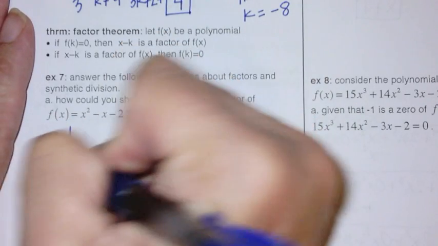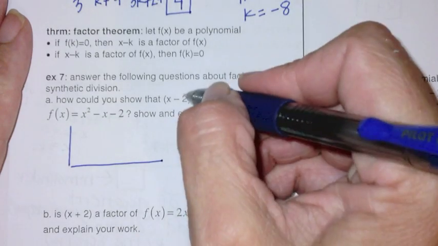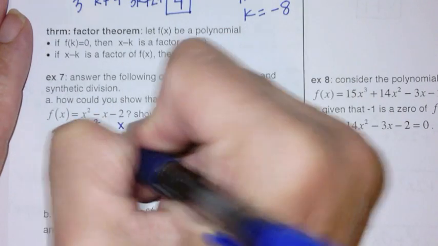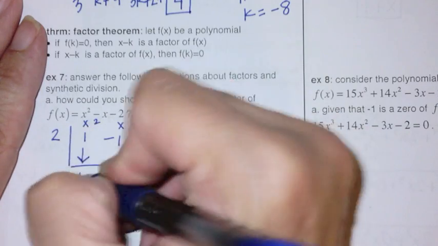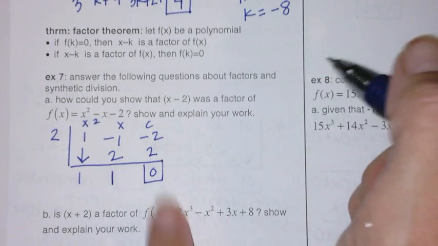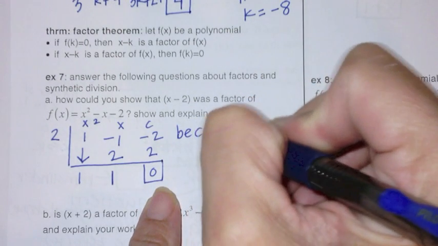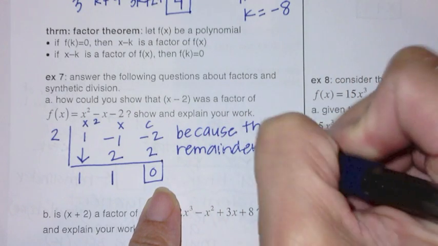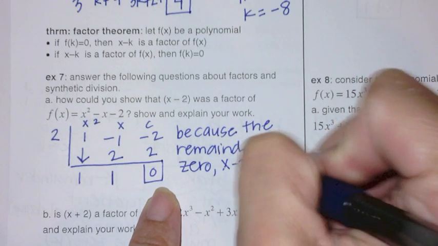So how could I show it? I would just go like this, because it tells us to use synthetic division in the problem, and this is also a linear factor. So here's x squared, x, constant: 1, negative 1, negative 2. Drop that down, and we get 1. 2 times 1 is 2, that's 1, that's 2, that's 0. So this is the factor theorem that we're using. We're just going to say because the remainder is 0, x minus 2 is a factor.